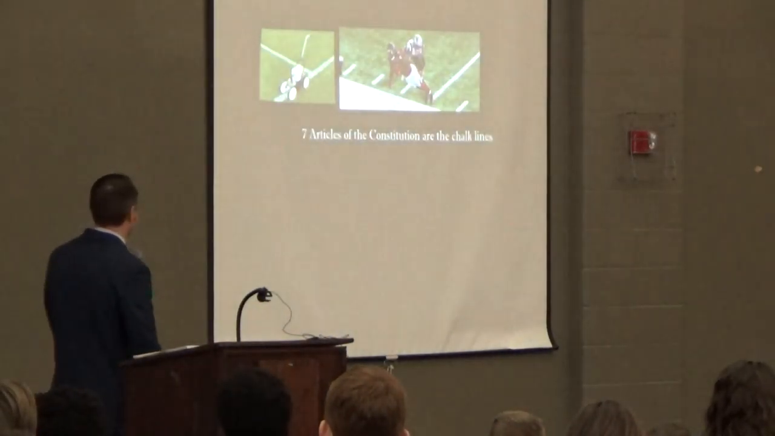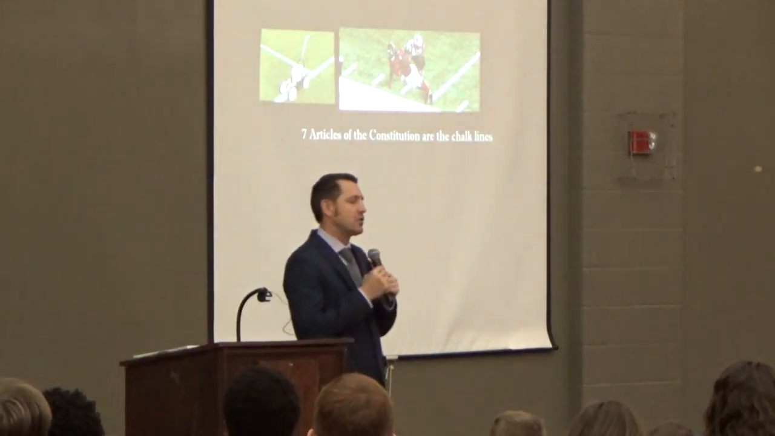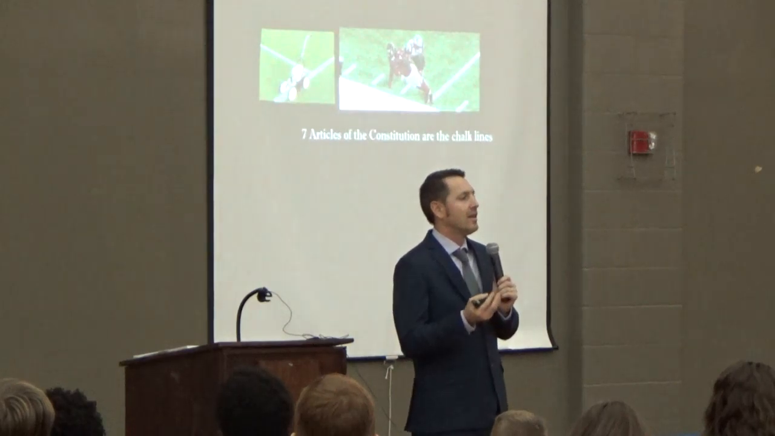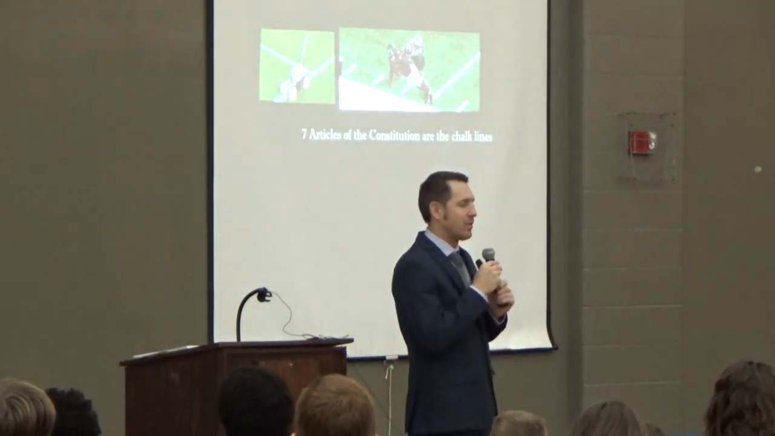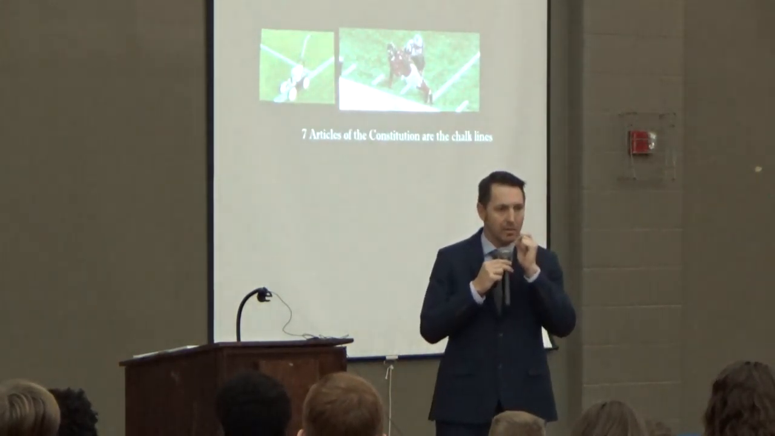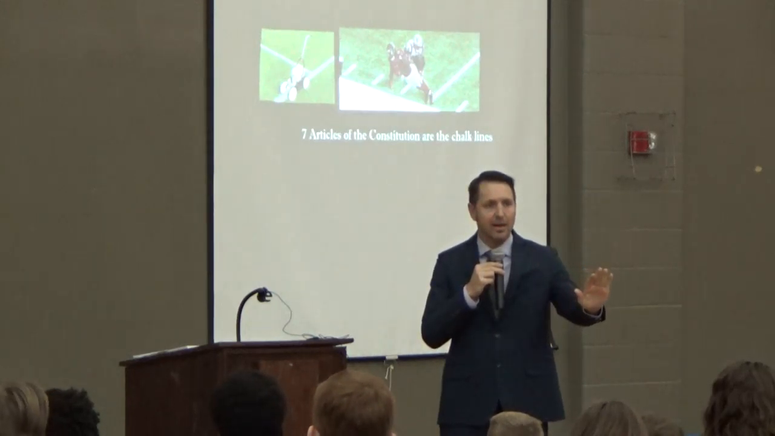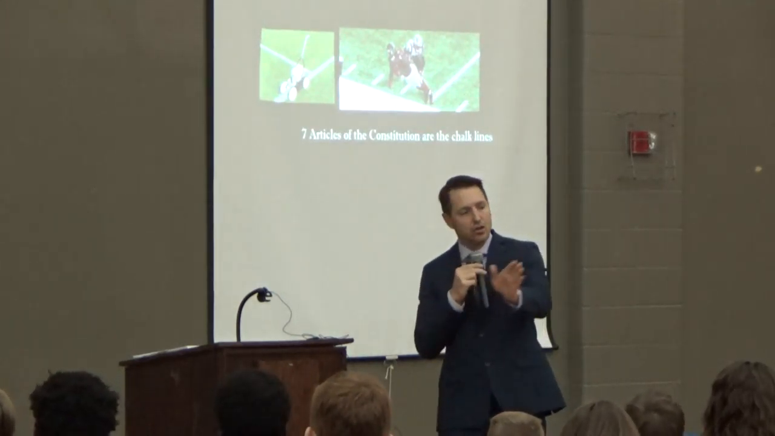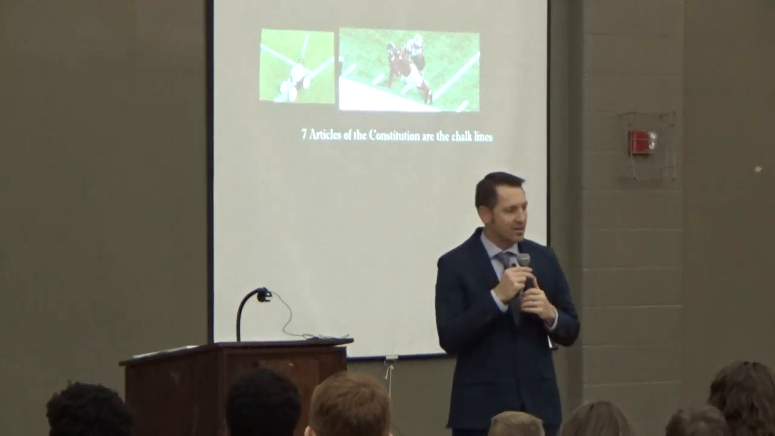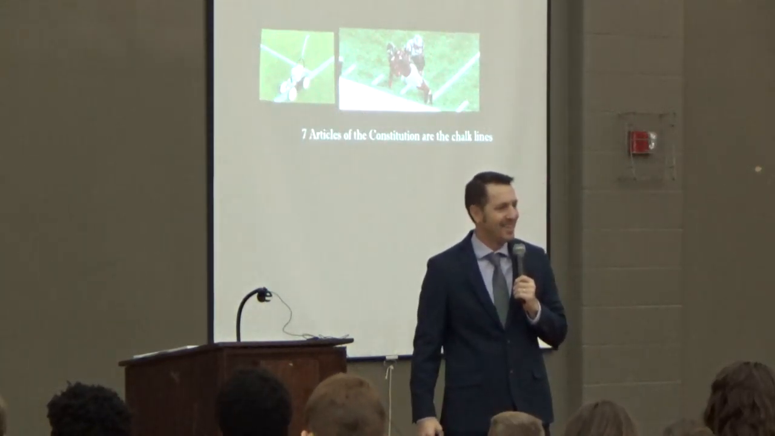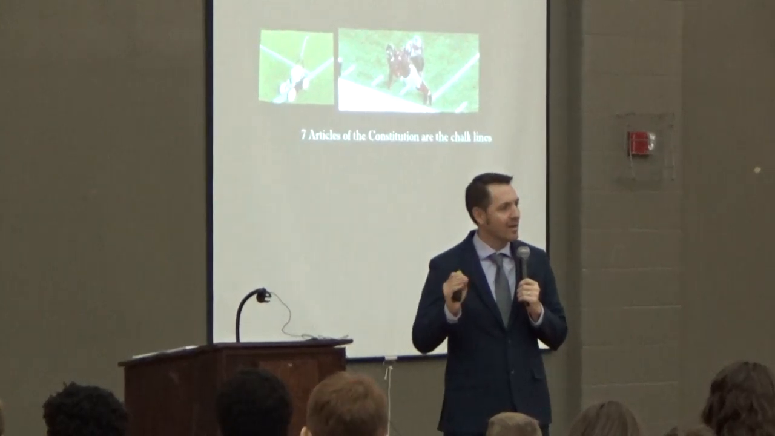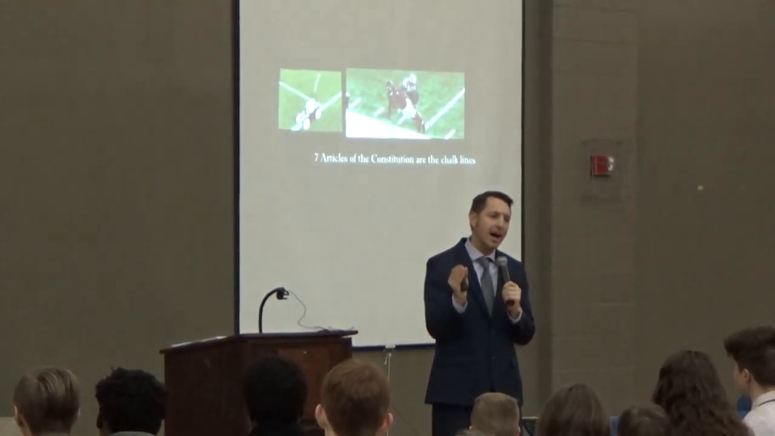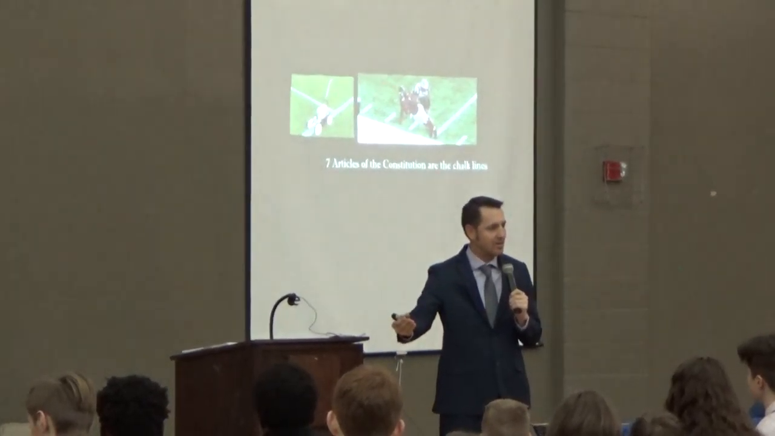The seven articles of the Constitution were meant to be chalk lines on a football field. What happens if a man goes out of bounds on the football field? What do the referees do? They blow the whistle, they stop the play. Can I run out of bounds, run down to the 1 yard line, jump back in, and then score a touchdown? No. The play stops where I go out of bounds. The Constitution was meant to limit government and stop them when they go outside of the Constitution.